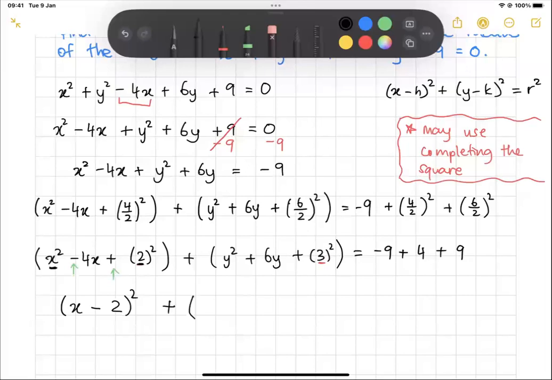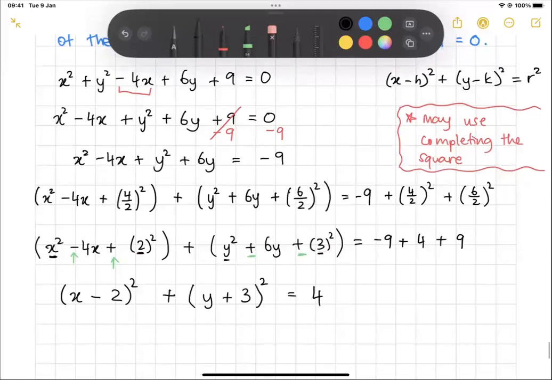Plus, I'm going to take the y. I'm going to double check. This 6 is positive, this 3 is also positive. That means in my perfect square, it's going to be a plus. Now I'm going to use that 3, this one right here. I'm going to add it in, bracket it, and then square it. And that should equal whatever negative 9 plus 4 plus 9 is, which is 4.